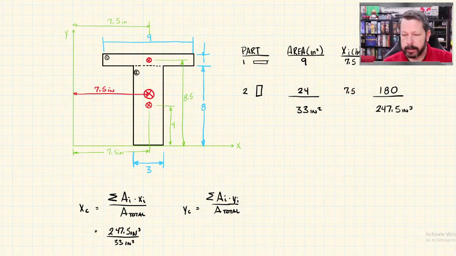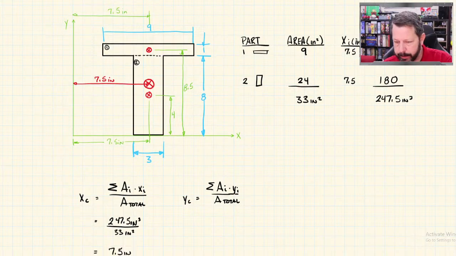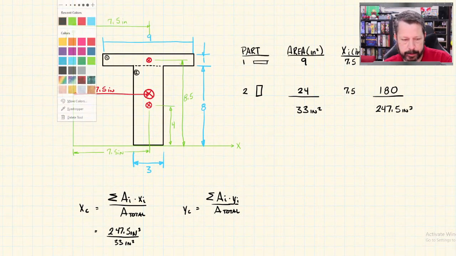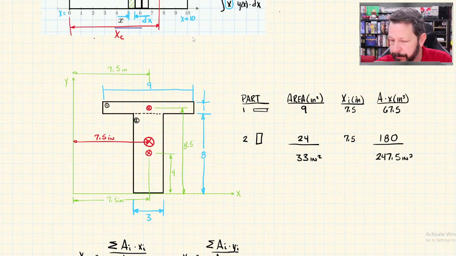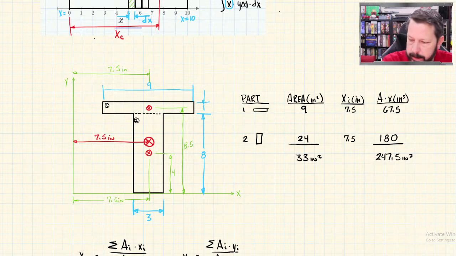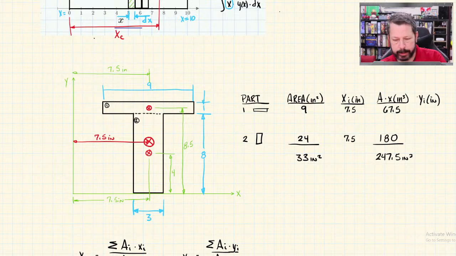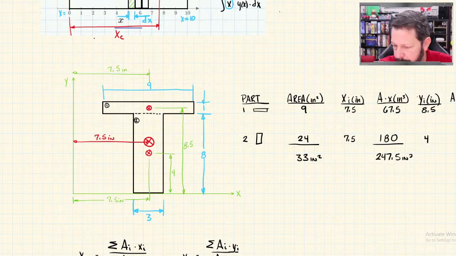All right. So if I put my values in the columns, let's see, I'm trying to figure out where to put them. I'm going to put them right here. I think that's under this. There we go. So we've got y sub i for each part. For part 1, I've got 8.5. For part 2, I've got 4. And then I've got to multiply a times y.